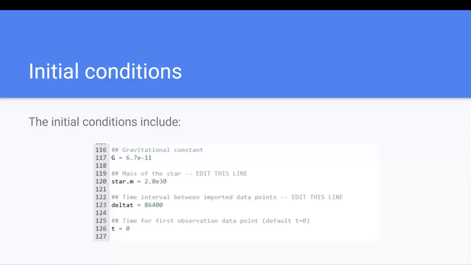This model uses several known constants: the gravitational constant, the star mass, which is 2 times 10 to the 30 kilograms, and the time step between position measurements, which is 1 day.